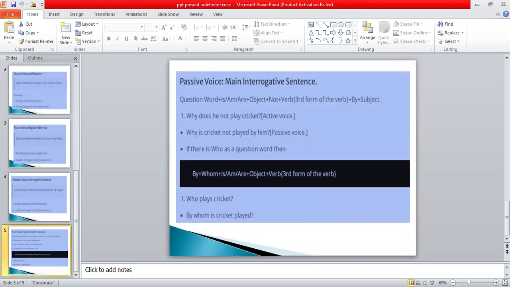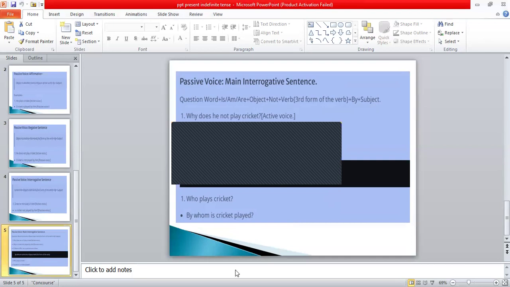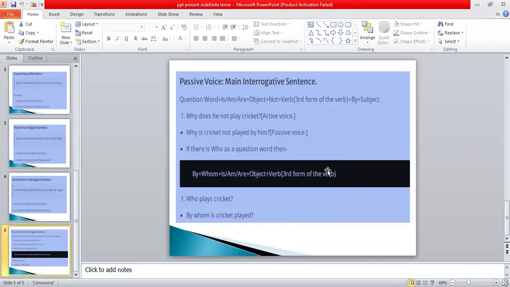So I hope, students, that today's lecture would be very, very useful for you, and you must have understood all the rules with present indefinite tense if you want to change it into passive voice.